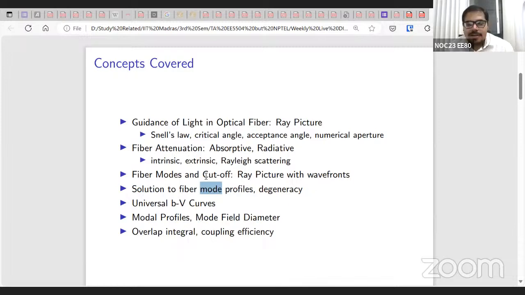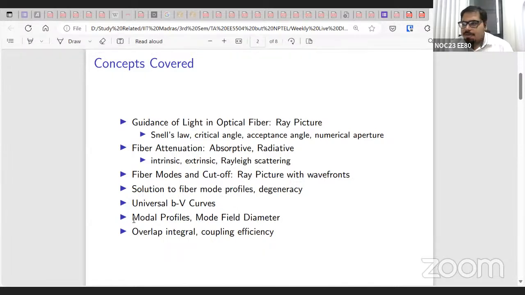Then while solving for the modes, we ended on these universal V-b curves. There were multiple curves, and how the normalized propagation constant and the V number, using this information, you can say how many modes are supported in a waveguide for a given wavelength.